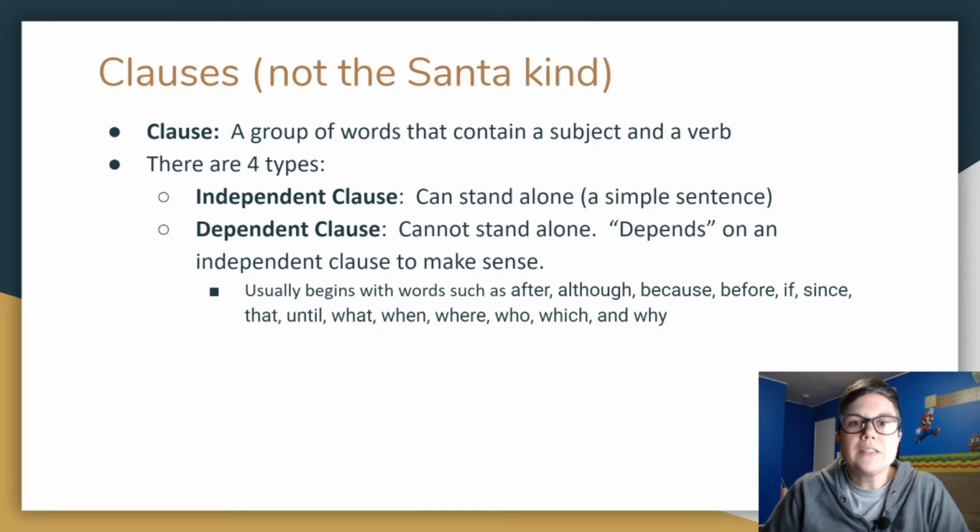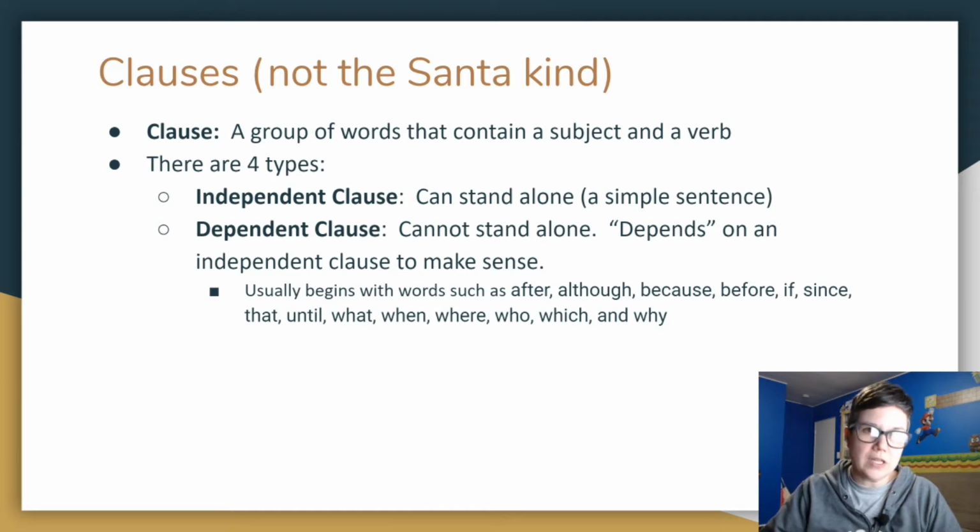So a basic sentence, she ran down the hallway, is an independent clause. It has a subject, she, it has a verb, ran, and it can stand by itself. She ran down the hallway. You're not left asking any questions. You understand everything that the writer was trying to convey to you. You've got all the information you need.